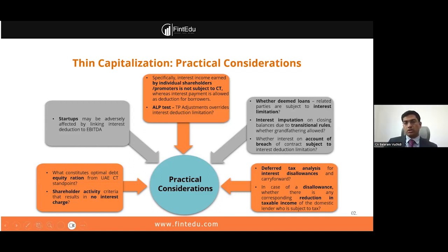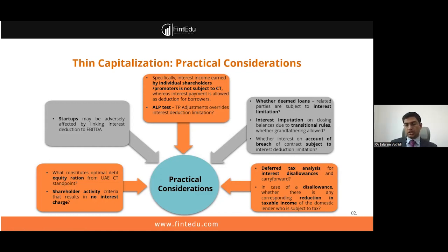Whether interest on account of breach of contract is subject to the interest deduction limitation or not is also another challenge. So you have a contract and a breach of contract, and if you have any interest to be paid on that, will that interest paid on breach of contract be subject to this deduction limitation or not is another challenge. In addition to that, we need to look at deferred tax asset and deferred tax liability computation with respect to interest which is not allowed to be deducted if you exceed that limit of 30%.